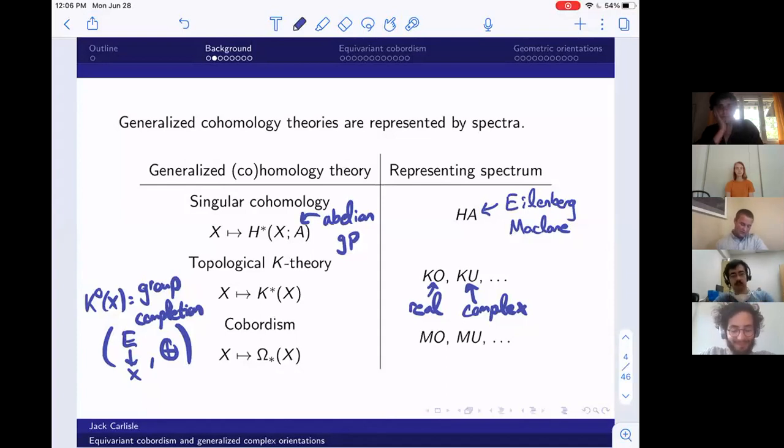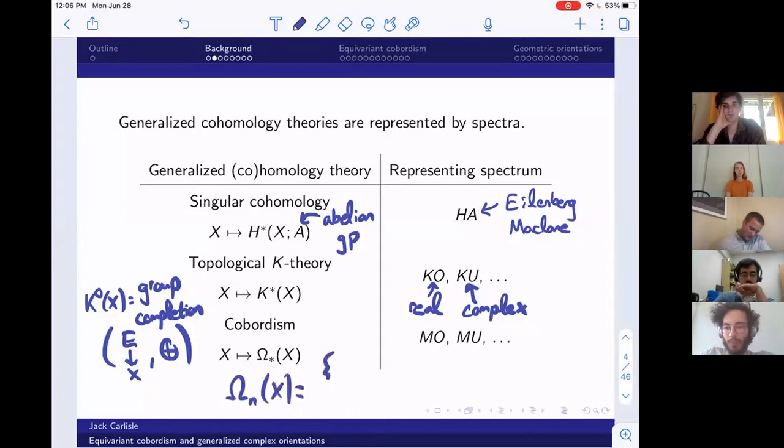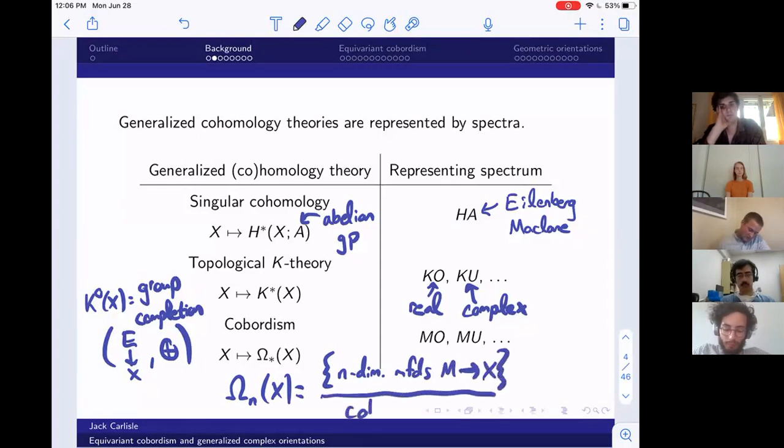Finally, perhaps my favorite example of a generalized homology theory, so this is just the covariant version, is cobordism of manifolds. I want to take a second to remind you of how this homology theory is defined. The idea here is we assign to our topological space X the abelian group omega n of X. This is defined to be the collection of n-dimensional manifolds M equipped with a map to X modulo the cobordism equivalence relation.